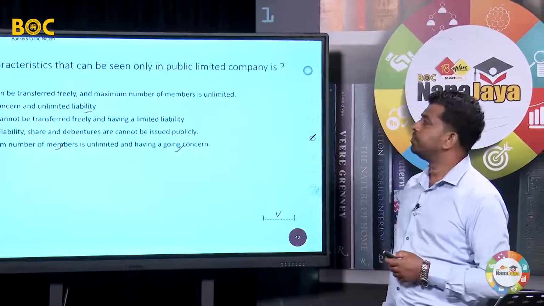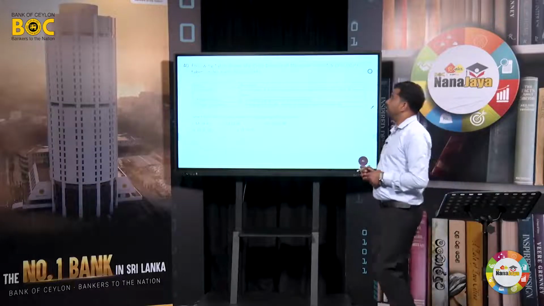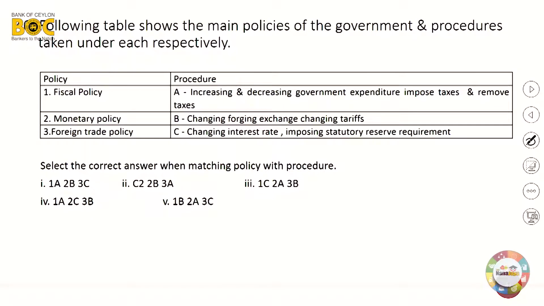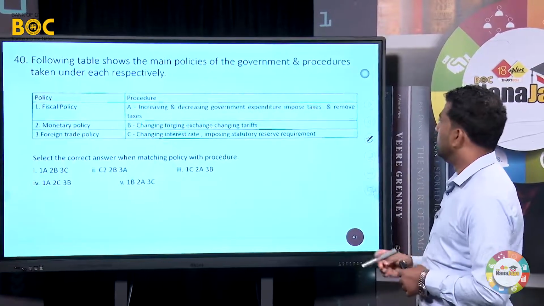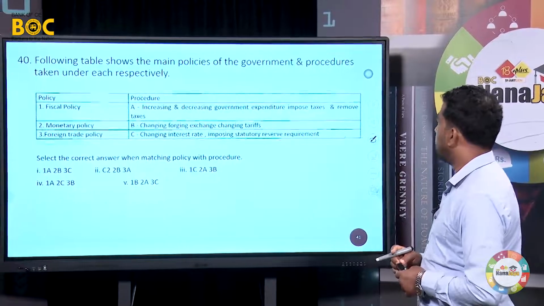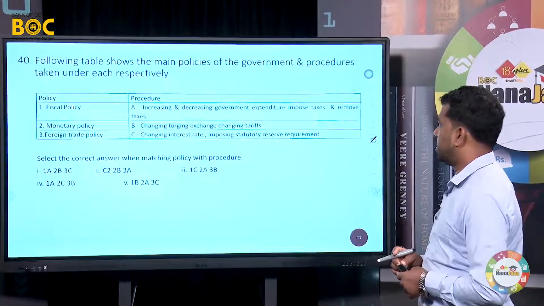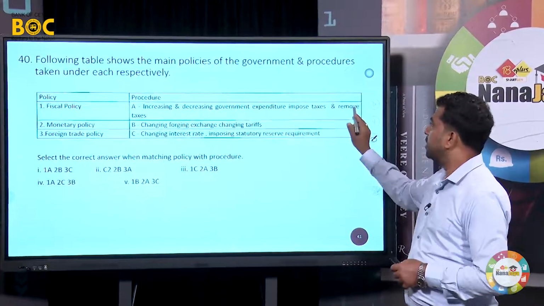Question number 40. The following table shows the main policies of the government and procedures taken under each respectively. Fiscal policy, monetary policy and foreign trade policy, and procedures are given as A, B and C. You have to select the correct answer when matching policy with procedure. Fiscal policy is the policy related with government income and government expenditure. Increasing and decreasing government expenditure, imposing tax and removing taxes. Government expenditure, government income.